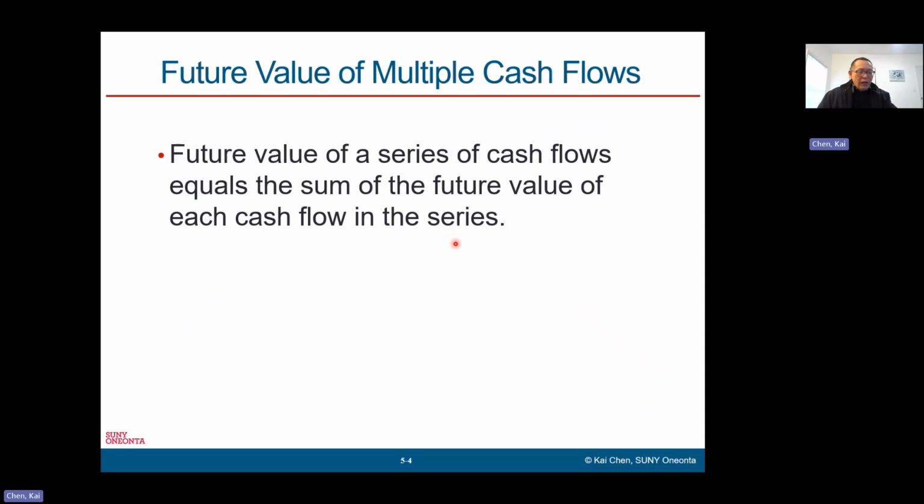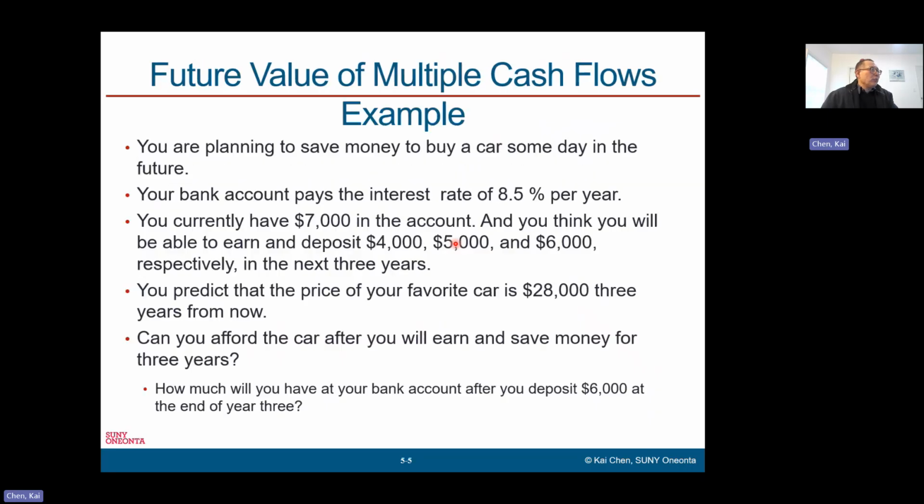Now, we're going to use an example to explain. You are planning to save money to buy a car someday in the future. Your bank account pays an interest rate of 8.5% per year. So the yearly interest rate is 8.5%, and this sentence implies the return is compounded on a yearly basis.